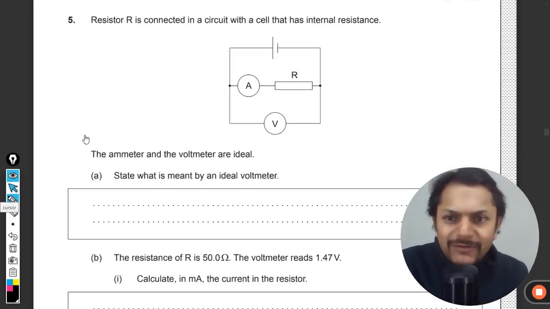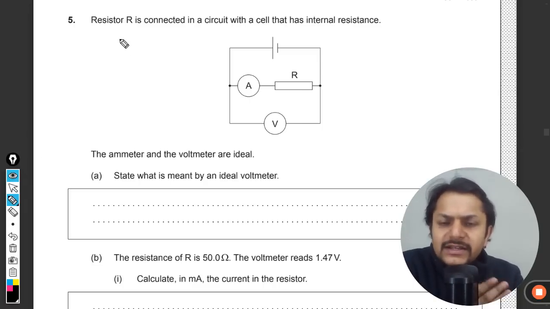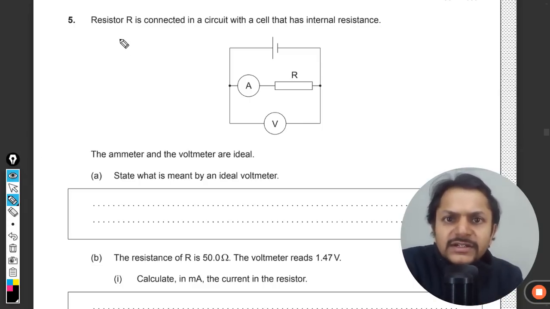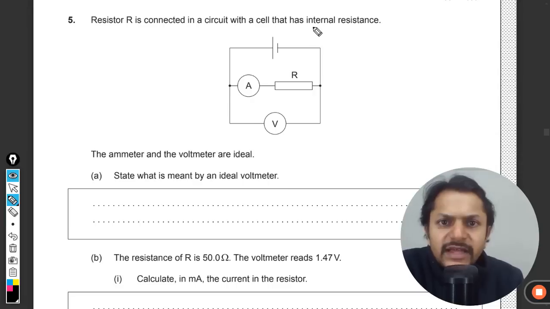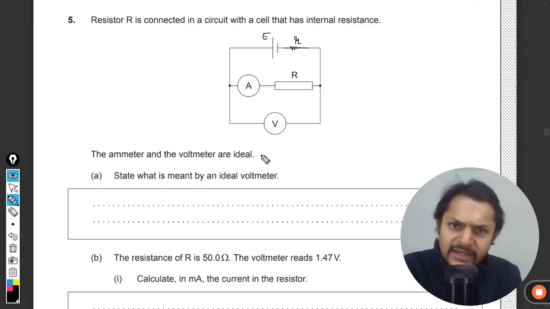Okay, dear student, let us see what is there in this question. The resistor R is connected in a circuit with a cell that has internal resistance, but that internal resistance is not shown here. It will be better if we show it, whether it is used in our answer or not. But anyways, we are showing it.